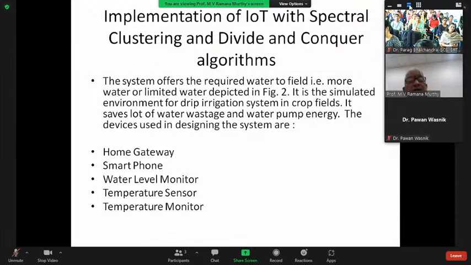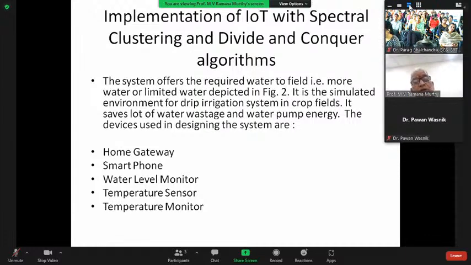So in this system, I have used spectral clustering with the aid of the divide and conquer algorithm, and I had success. The components of my requirements include a phone gateway, a smartphone, water level monitoring, a temperature sensor, and a temperature monitor. So the system offers the required water to the field, and more water or limited water are depicted. It is a simulated environment for a drip irrigation system in crop fields. It saves a lot of water wastage and water pumping energy.